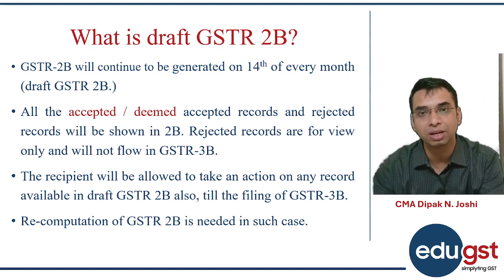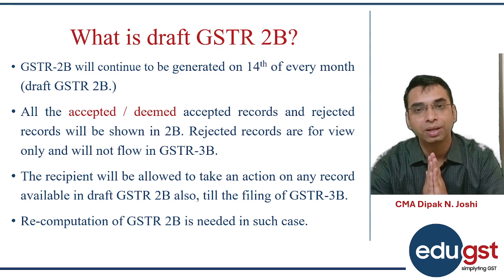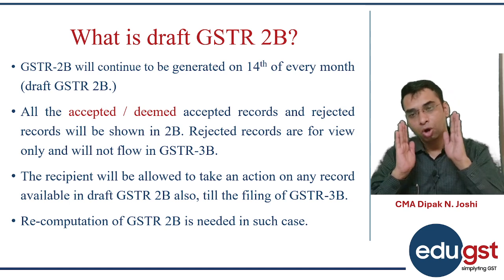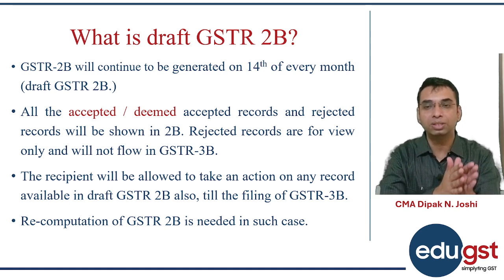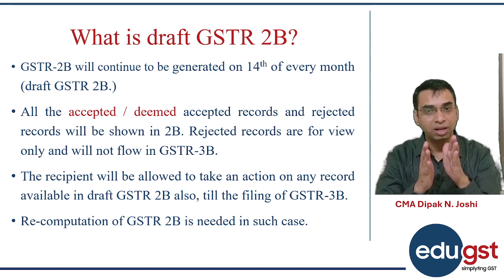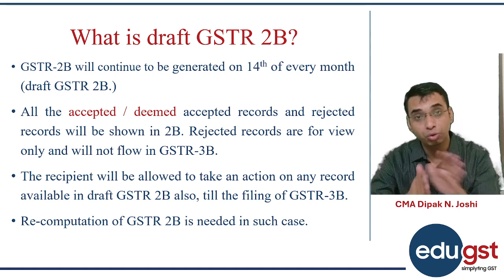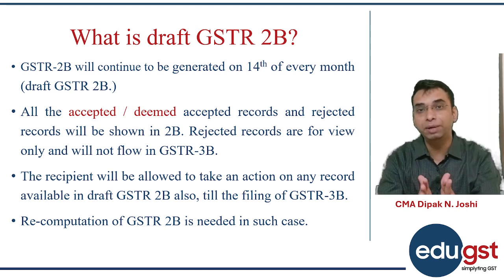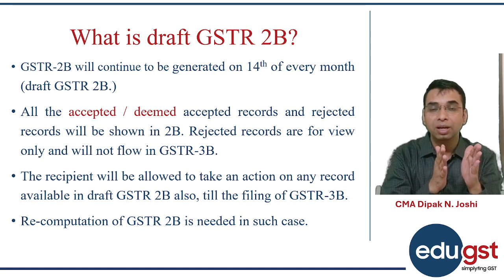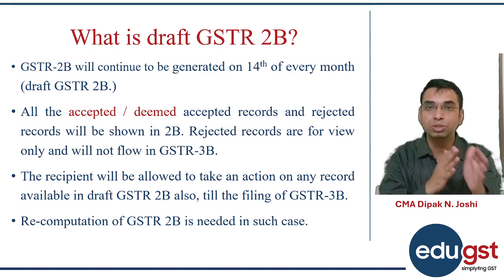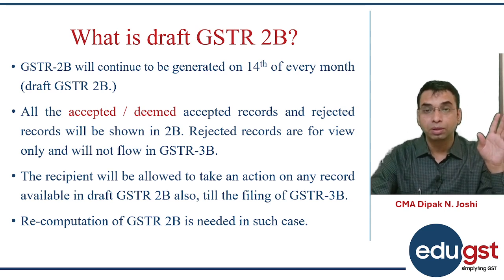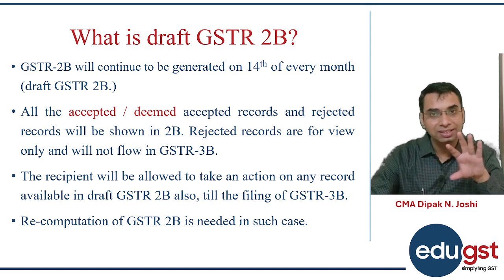Once you file the GSTR 3B, your GSTR 2B will get frozen, and then you cannot make any changes in your GSTR 2B. Right? So all the accepted or deemed accepted records and rejected records will be shown in GSTR 2B. Rejected records are only for the purpose of view. You cannot make any changes, and they will also not flow to your GSTR 3B. Both accepted and rejected records will flow to GSTR 2B, but only accepted records will flow to your GSTR 3B. And as I mentioned, you can take this action till filing GSTR 3B.